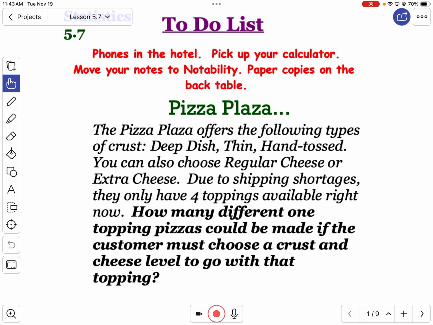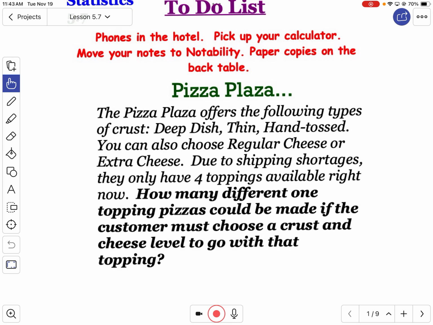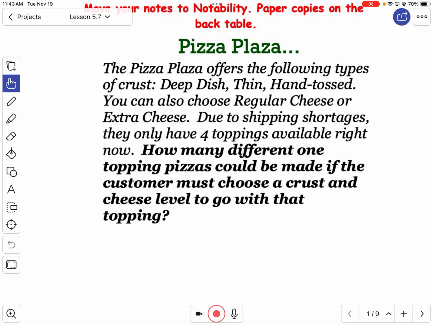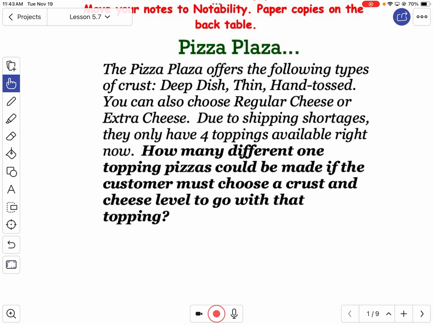It says the Pizza Plaza offers the following types of crust. So you can get deep dish, thin, or hand tossed. And then you can choose between regular cheese or extra cheese. And then due to shipping shortages, they only have 4 extra additional toppings available right now. So we want to figure out how many different one-topping pizzas could be made if they have to choose a type of crust, a cheese level, and one topping.